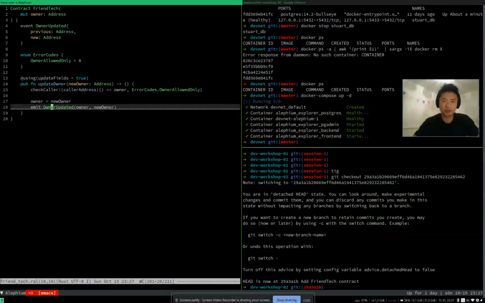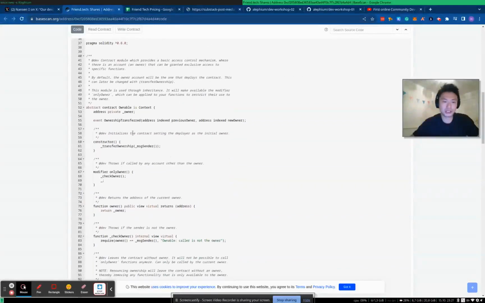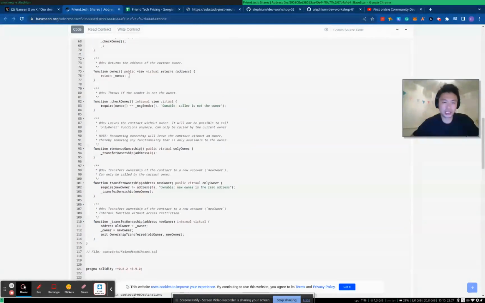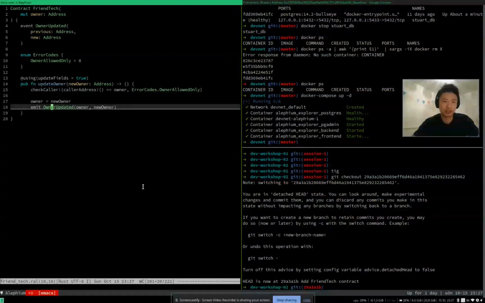Looks pretty straightforward. And if you remember correctly, there's some code in the original Solidity contract that deals with the ownership. It allows you to check ownership. It allows you to transfer ownership. So we're basically trying to re-implement that.